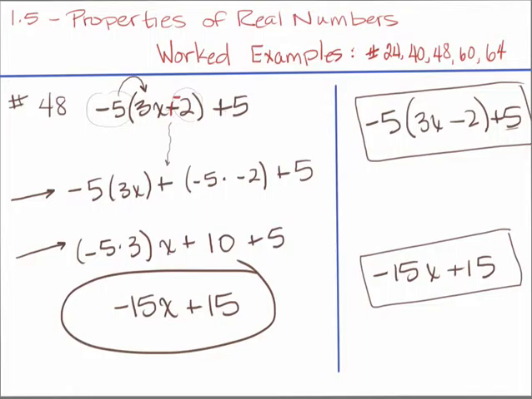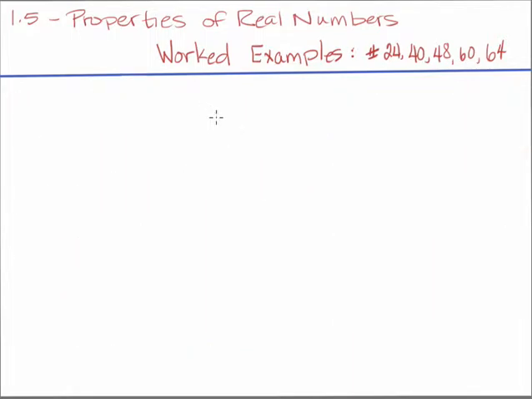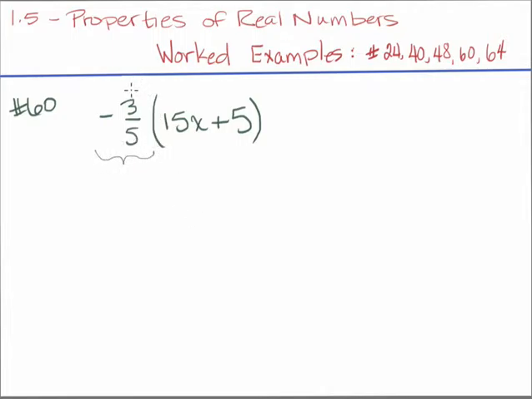Okay, we still have a couple more examples to do, so let's get on with that. Question number 60. Question number 60 comes from the same block of problems, the Part B questions. Negative 3/5 times 15x plus 5. The distributive property takes the number in front and multiplies it by each of the terms inside.